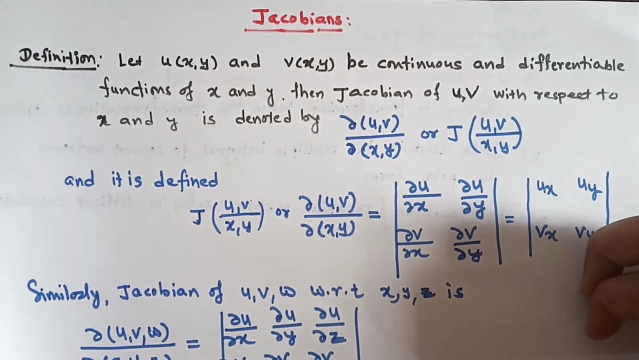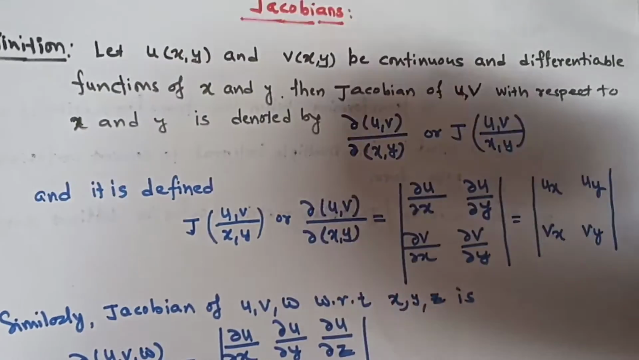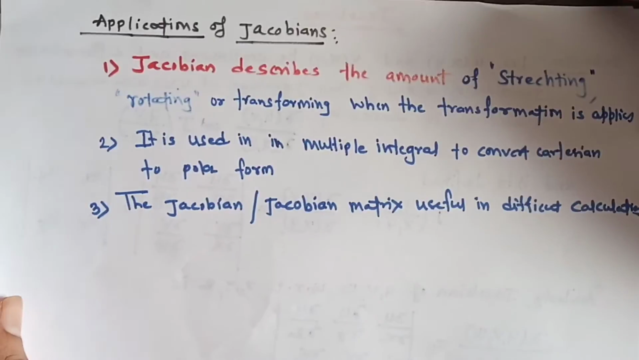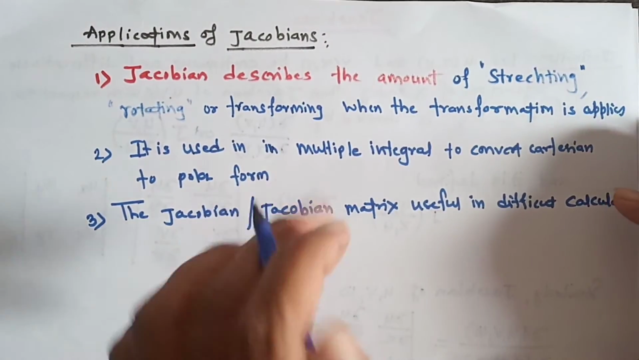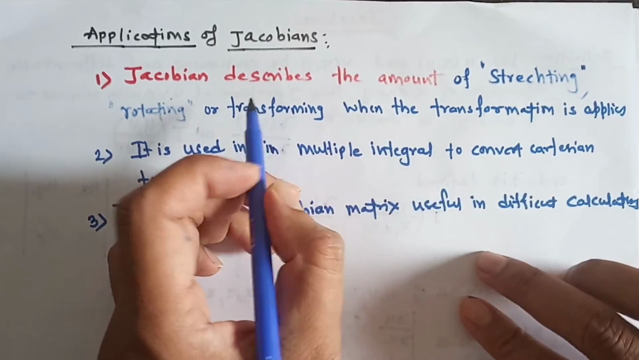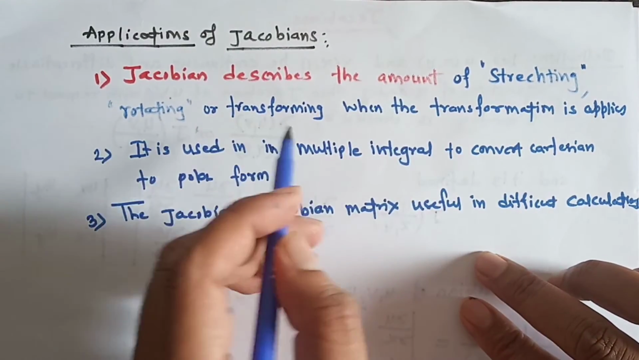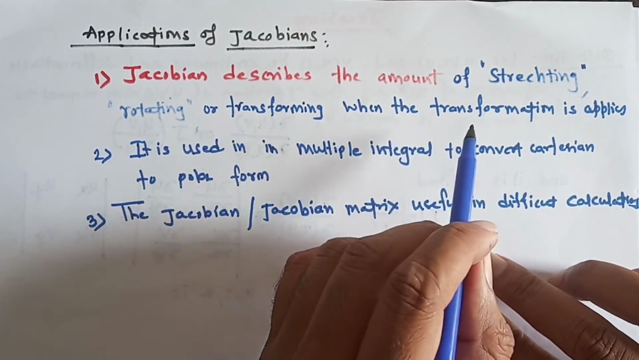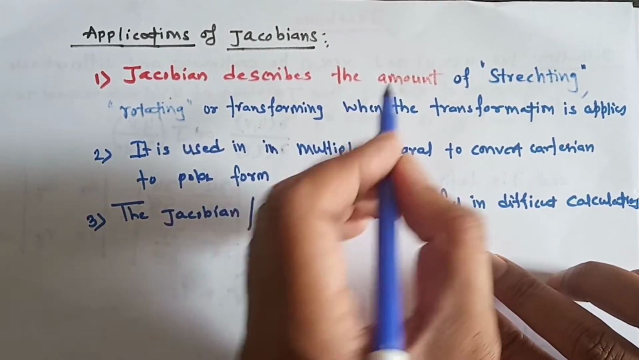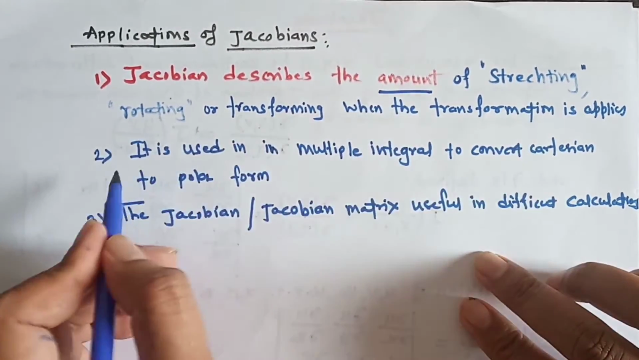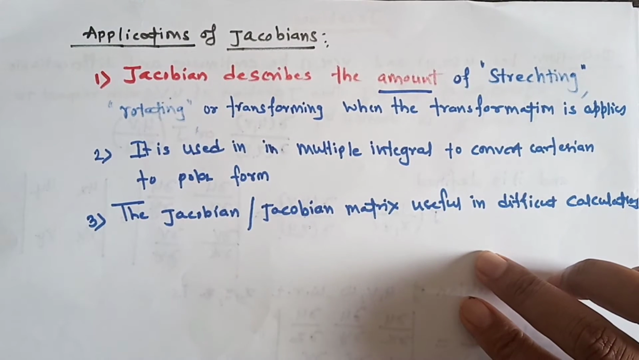Also, what are the applications of Jacobian? Some applications of Jacobians are: Jacobian describes the amount of stretching, rotating or transforming when the transformation is applied. Jacobian gives us the amount of stretching, rotating and transformation when we apply a transformation on any function.